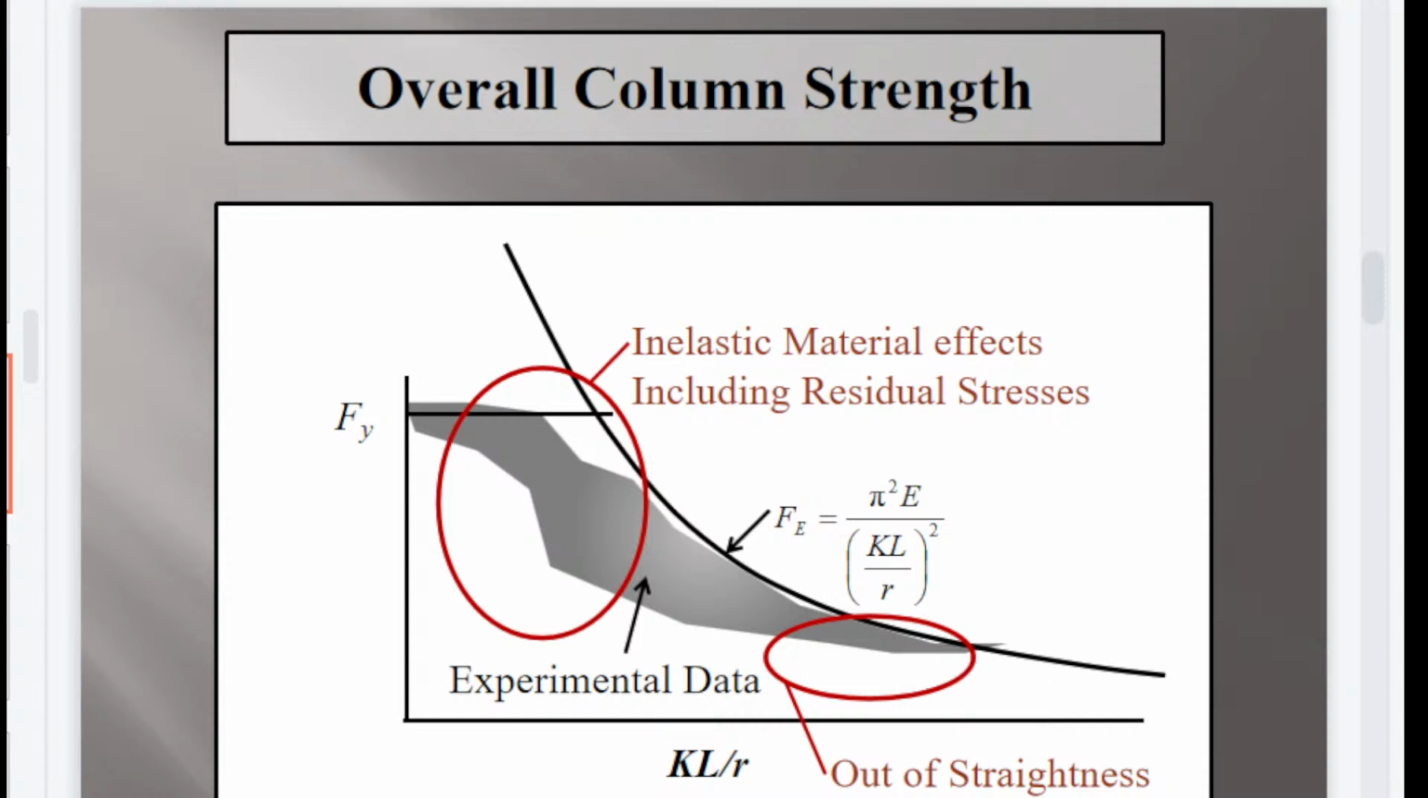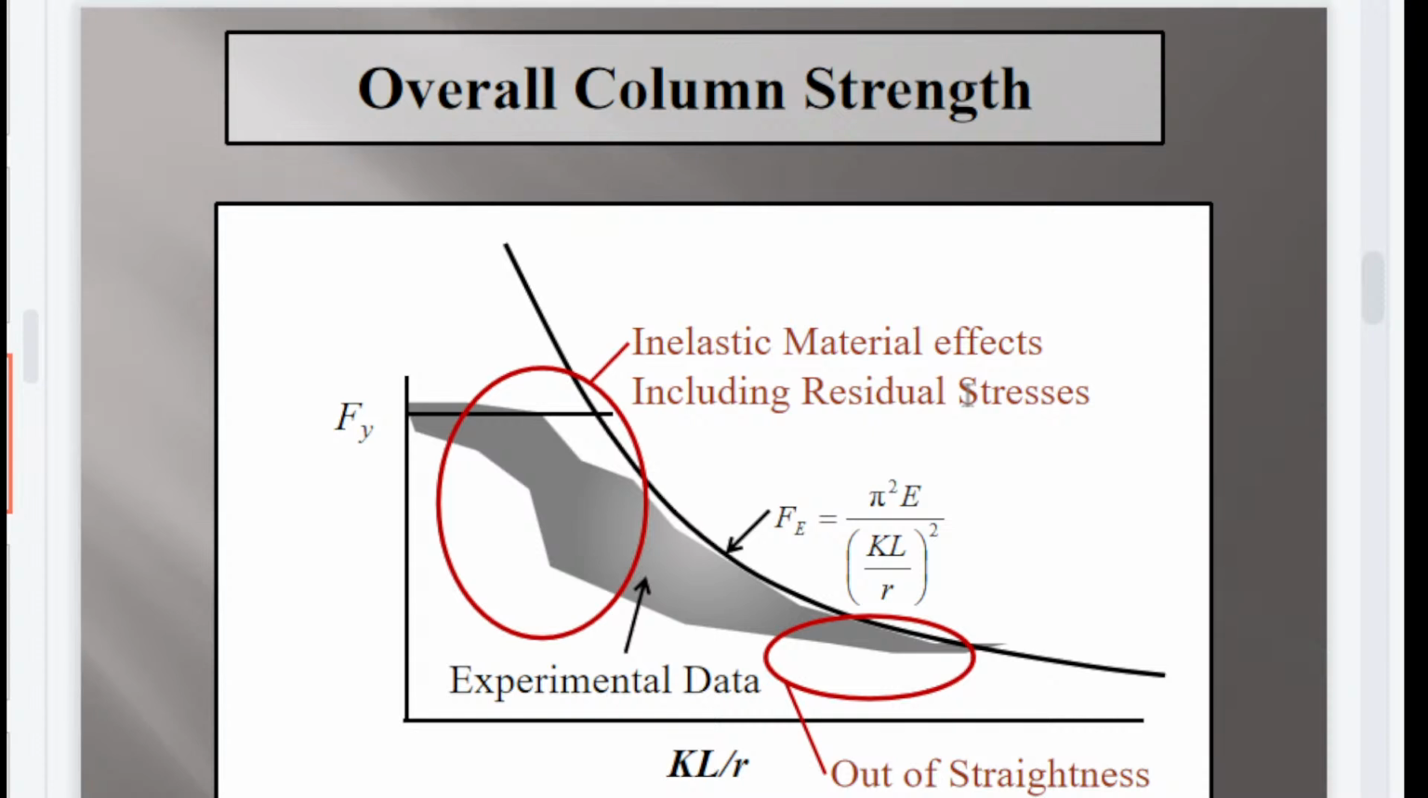And as you can see in detail, there are inelastic material effects, including residual stress. So we now have the residual stress. That's why we suddenly have changes here. The changes are not smooth like this. There is a corner, so it is not smooth. Also here, there are corners.